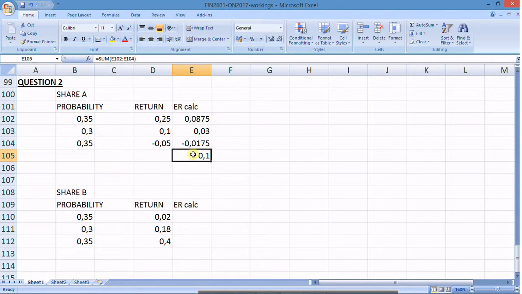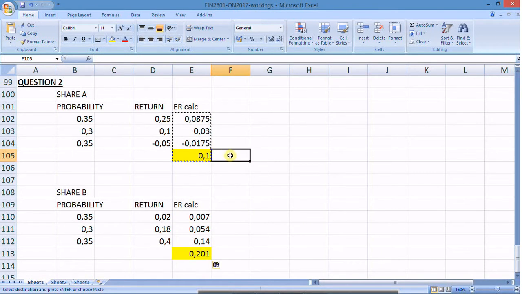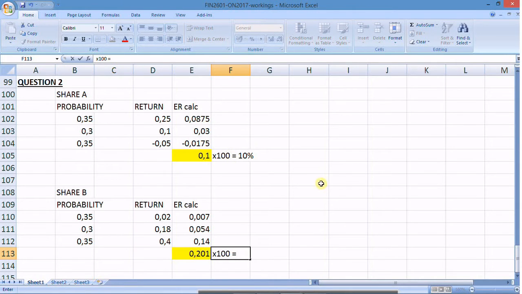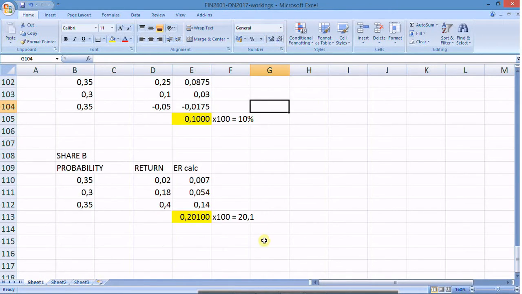I got 0.1 as well. Good. And I also got 0.201 as well. So that's 10%. Was I supposed to do that? Because it's a percentage, yes. So I'm just showing it as a percentage. There might be more decimals here. Let's check. No, there isn't. So that's 20.1%.